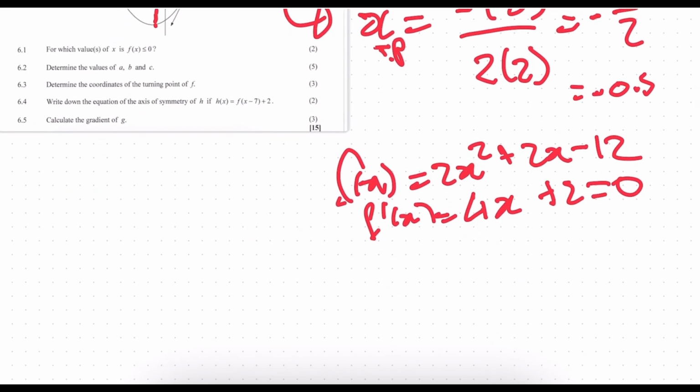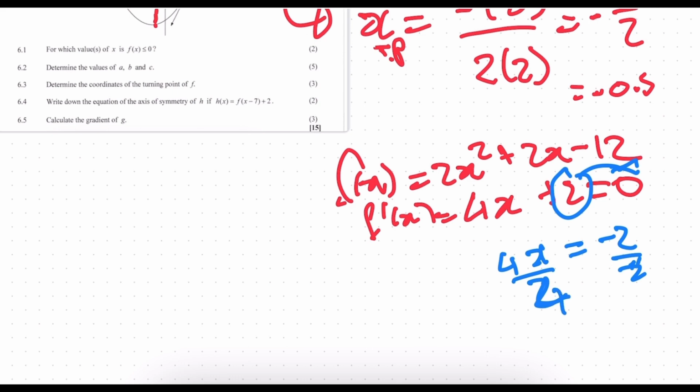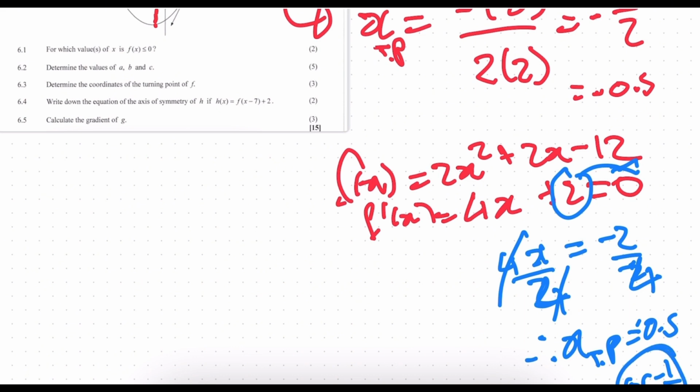So what does it mean now? You take this 2 to the other side, and then you divide by 4 at the end. You'll still get the same answer. You'll be having 4x equals minus 2, divided by 4 on both sides. This cancels, this cancels. Therefore, your x at the turning point is equal to minus 0.5 or minus 1 over 2, depending on how you want to put it. Then, from there, you're not done, really.